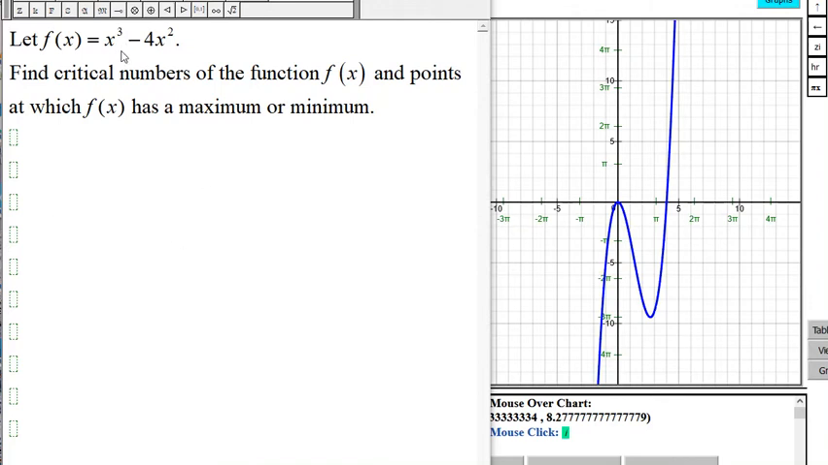We have the function x to the third minus 4x to the second, and we want to find the critical numbers and then also the points at which f has a maximum or a minimum. This is what the graph looks like. And this point right here, we call this the... and we said that the function f has a relative minimum at this point.